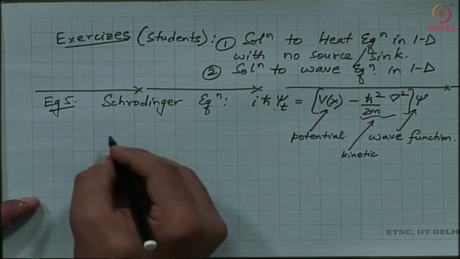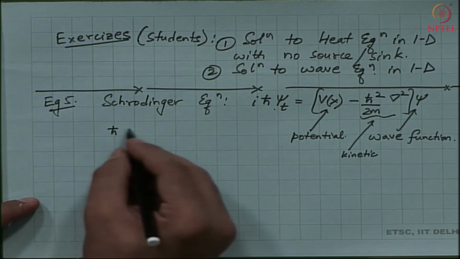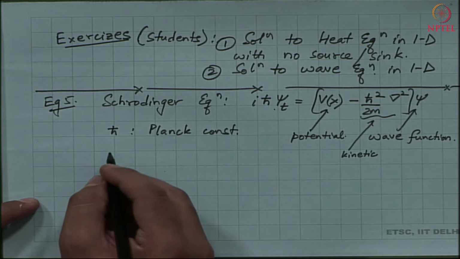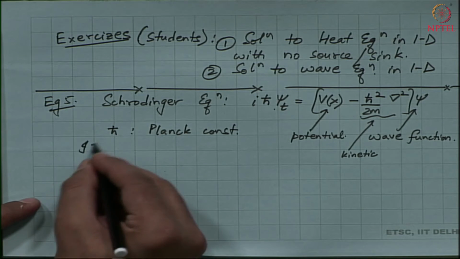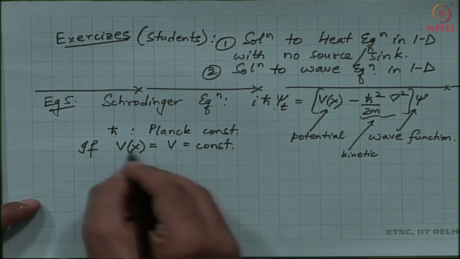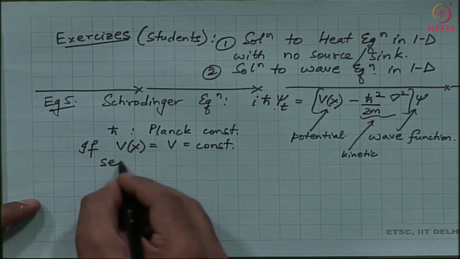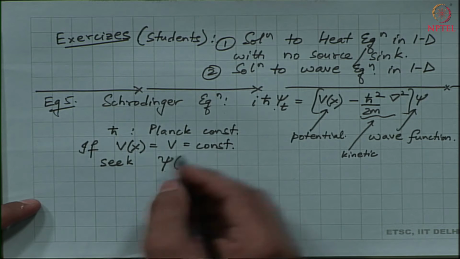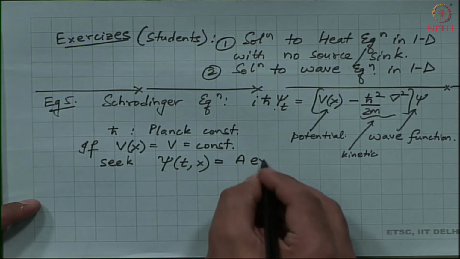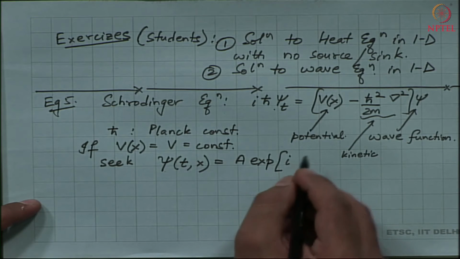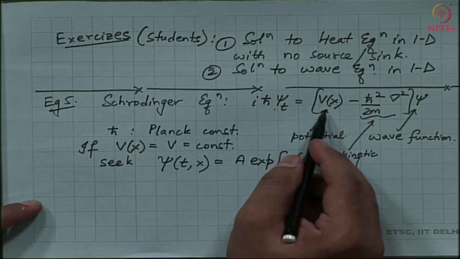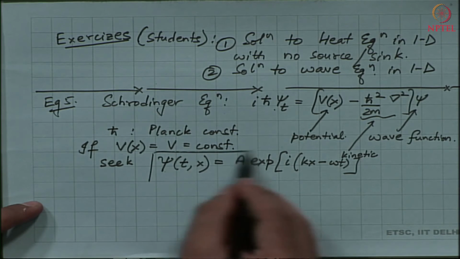Suppose I have this constant h with a cross, also known as the Planck's constant, and this has a known value. If I choose my potential V to be a constant, then I can find the solution of this wave function of the type of plane waves. What do I mean by that? If I take my V to be constant, I can show that my solution to this Schrodinger equation is of this form.